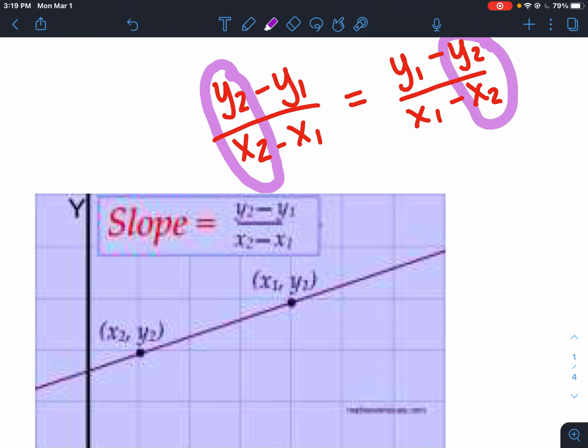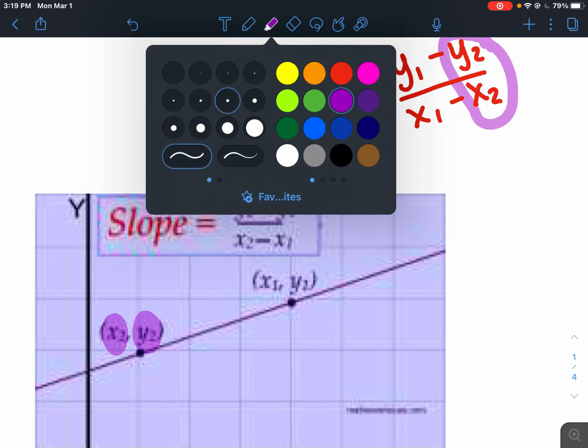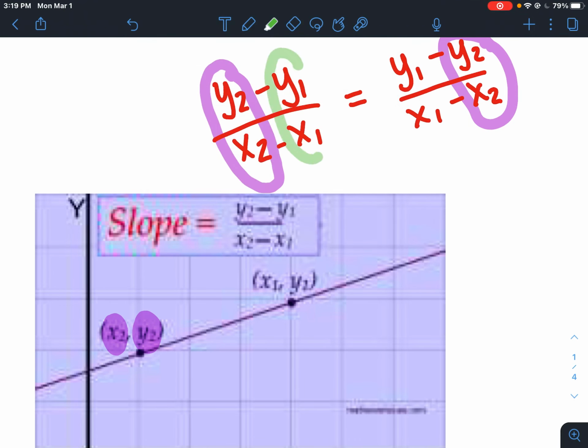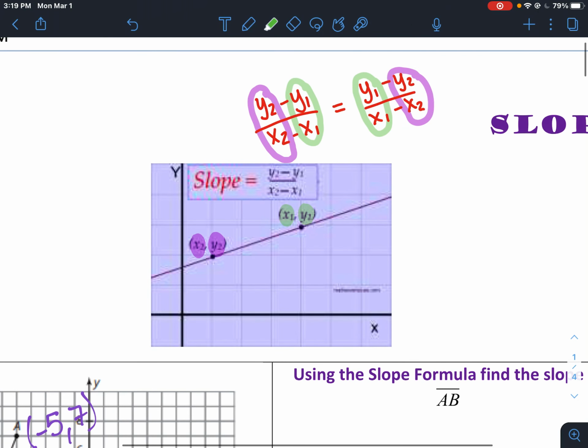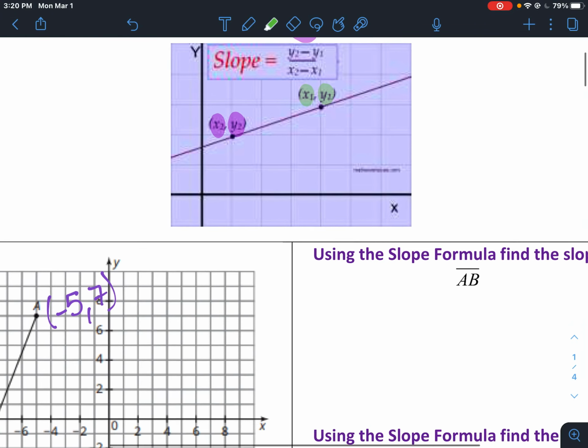Y2, x2 line up. It is this point and this point right here. And y1, x1 lines up. Here's x1, here's y1. Okay, so we just want to make sure that those are lined up. Otherwise, it doesn't matter which order we subtract in.